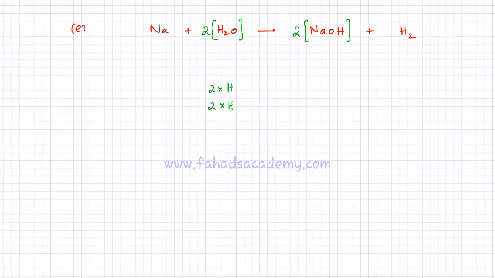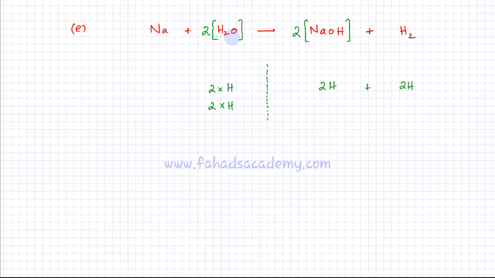So this here is going to give me 2 hydrogen atoms, and in one molecule of H2, that's also 2 hydrogen atoms. Now if I compare my reactants and my products, I have 4 hydrogen atoms on both sides. The hydrogen is balanced now.